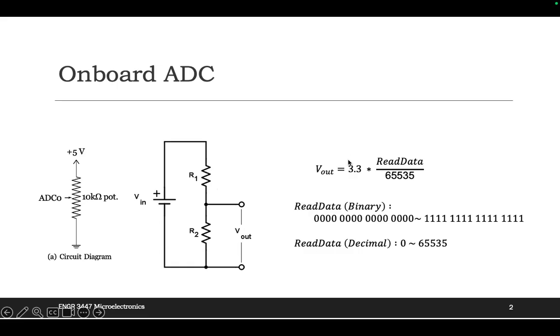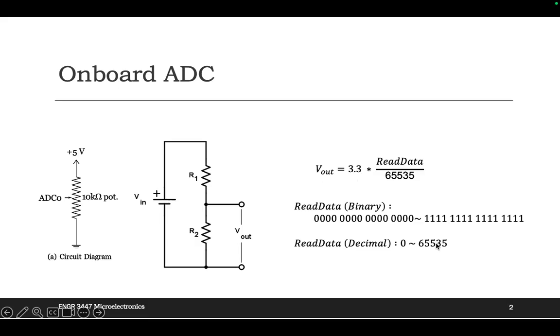Yeah, the total is 3.3. And this is your read data, and this is the total, am I right? And then you can use this equation to calculate the output voltage, this point's voltage. You have already finished this one. That makes sense to you? Any questions so far?